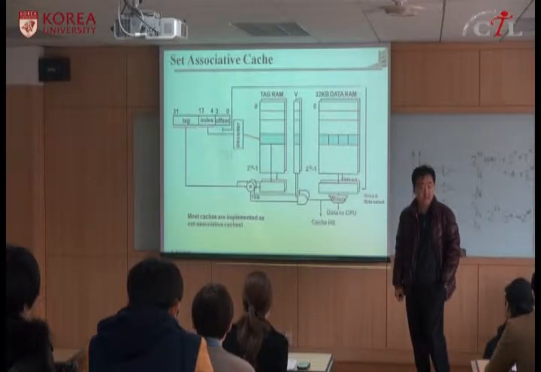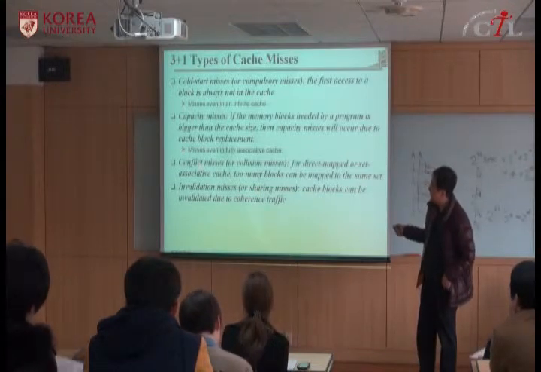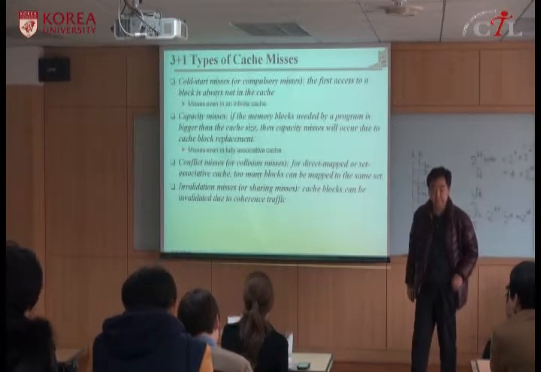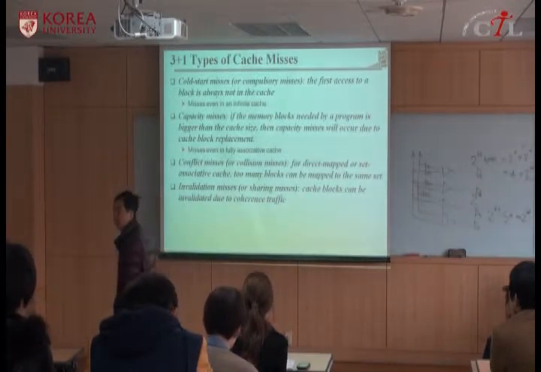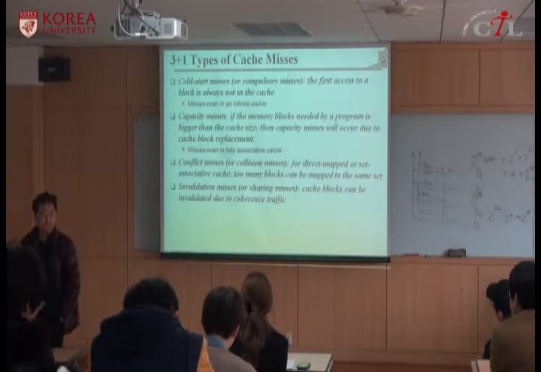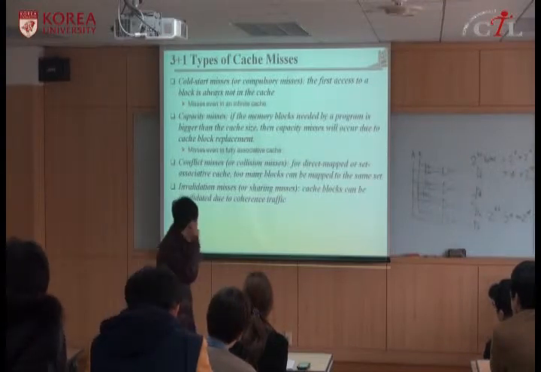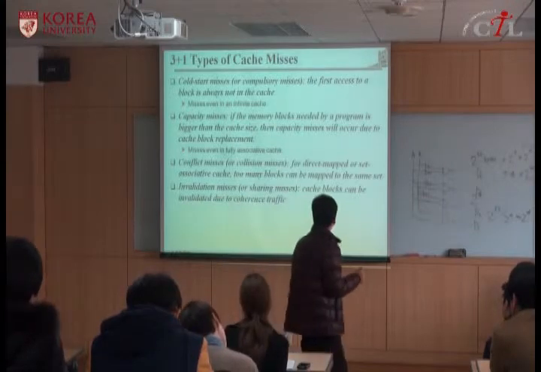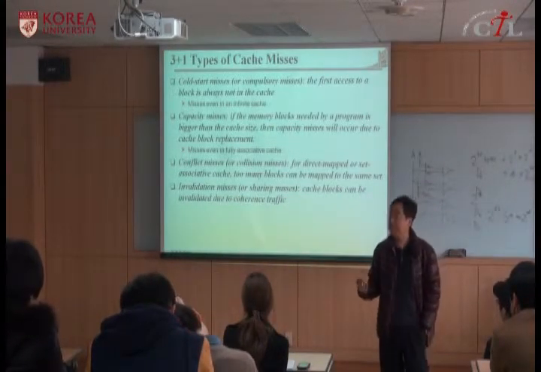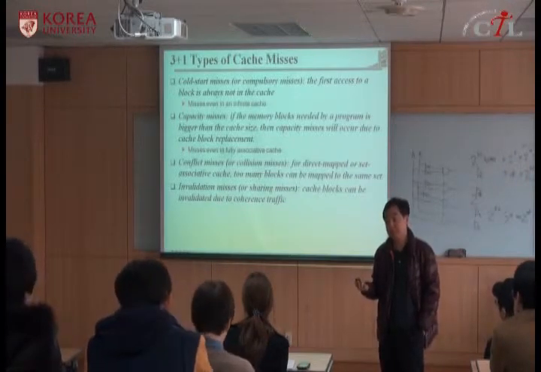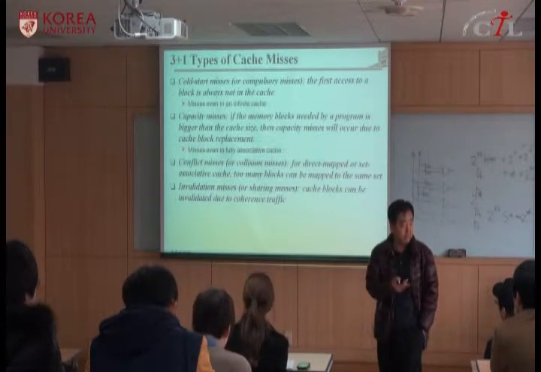Okay? So, in general, cache misses can be classified into 3 different types. Cold start miss, capacity miss, and conflict miss. Cold start misses are also called compulsory misses. That means the first access to a block is always a miss because you have never referenced that block before. You should miss the cache, you should go to memory, right? This is called cold start miss.